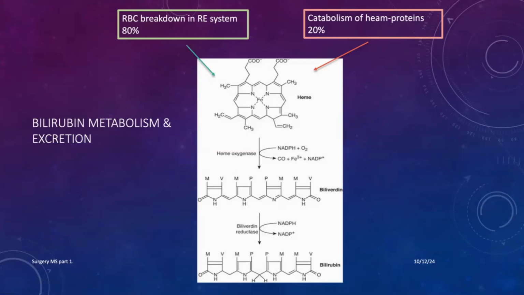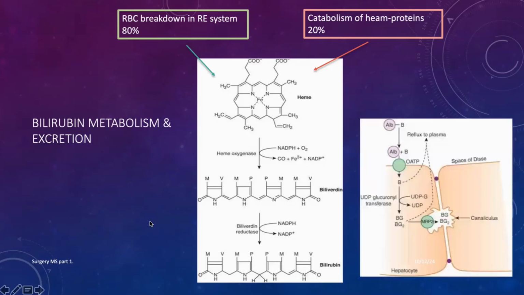So in hemolysis conditions, you will see a lot of bilirubin being produced, and if the conjugation doesn't happen very fast, you will see a lot of unconjugated bilirubin getting accumulated in the body. That is why we do blood tests like direct and indirect bilirubin levels, to see whether there is any unconjugated bilirubin, so that we know the rest of the conversion is not happening.